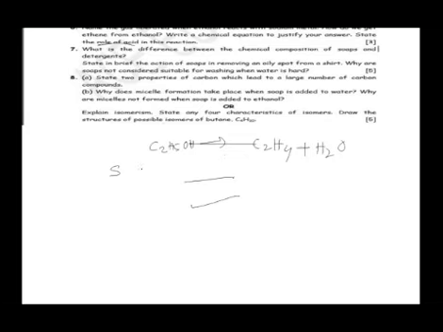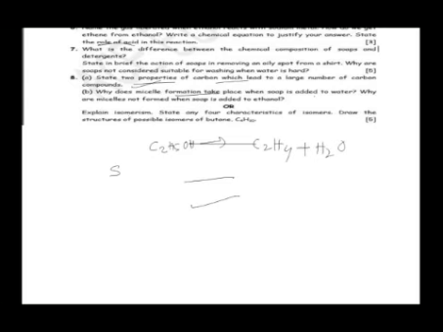Now, a normal 8 number question: two properties of carbon which lead to a large number of carbon compounds. One is tetravalency and another is catenation. Now, why does micelle formation take place when soap is added to water? Because soap has both a hydrophilic and a hydrophobic end, this is why it forms micelles.